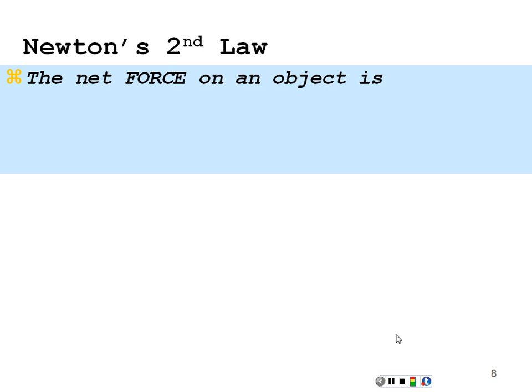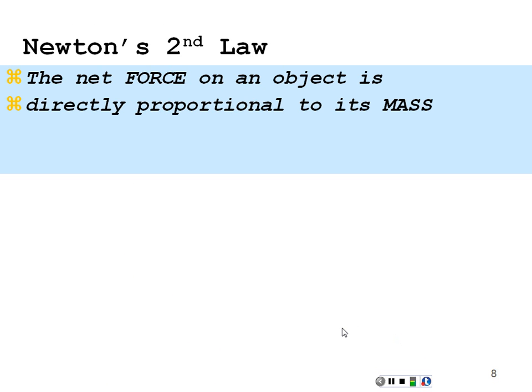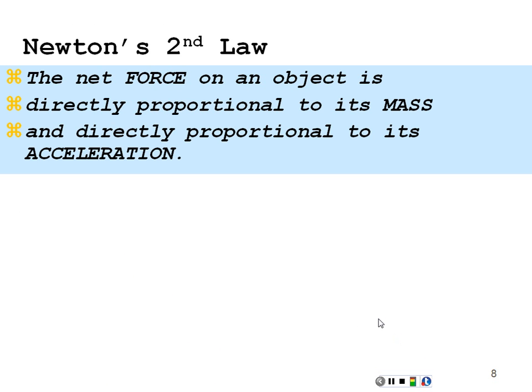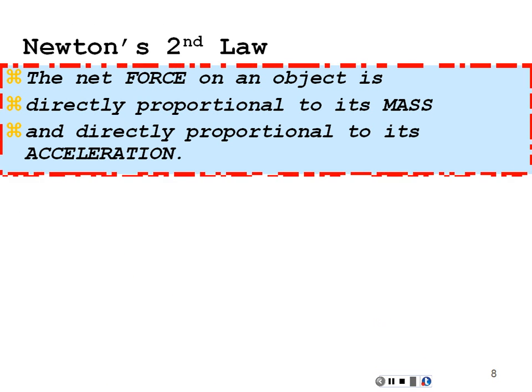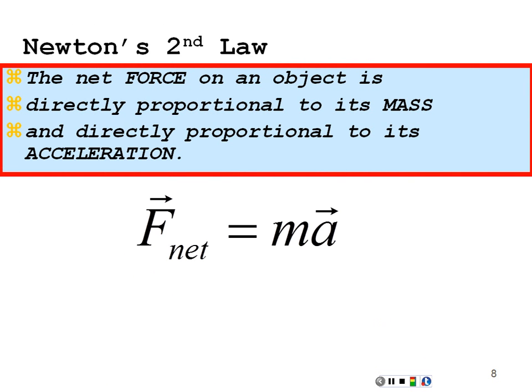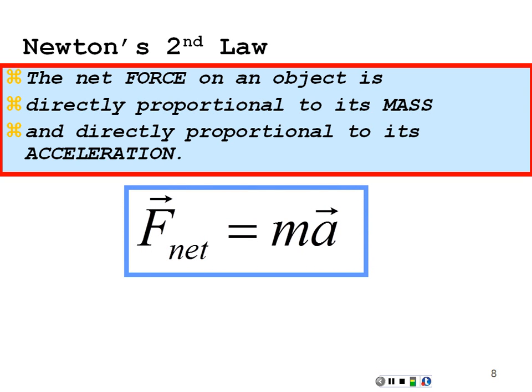Newton's second law. The net force on an object is directly proportional to its mass and directly proportional to its acceleration. We state it in vector form like this. The net force as a vector is equal to the mass, a scalar, times the acceleration, a vector. F equals ma. It is probably the most famous equation in physics, or even in science.